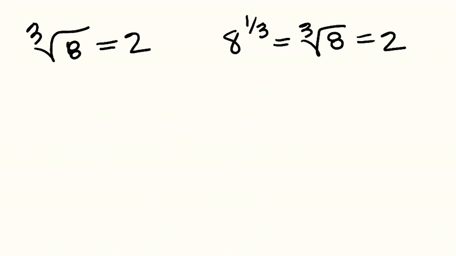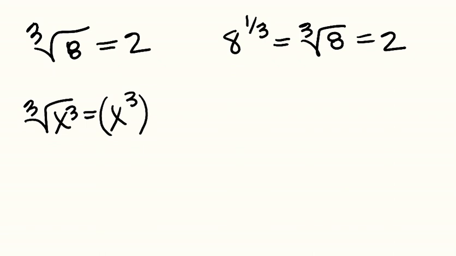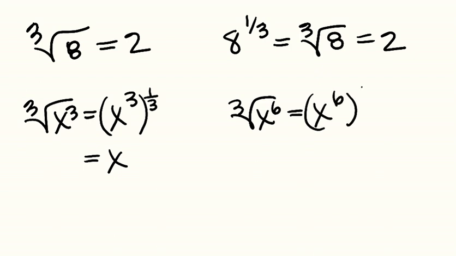And then when it asks us for expressions involving x, the third root of x to the third is, well, the third root is the 1/3 power, so that's just x. And then say the third root of x to the 6th is going to be where I divide the 6 by 3. So x to the 6 to the 1/3 power is x to the 6 times 1/3, or 6 divided by 3, which is x squared.